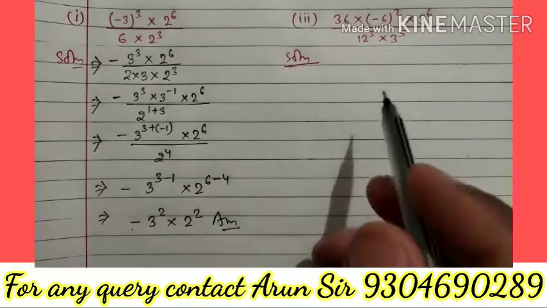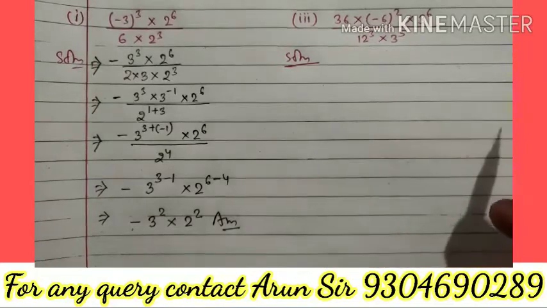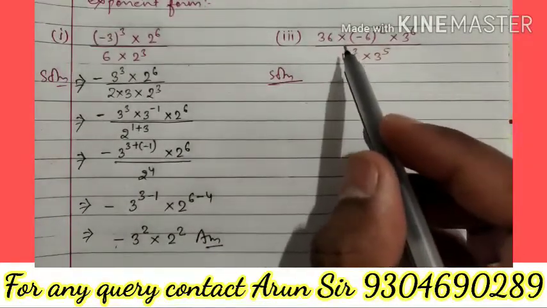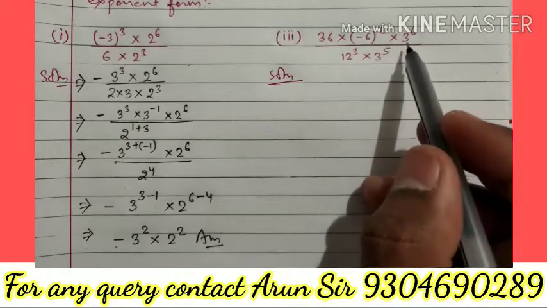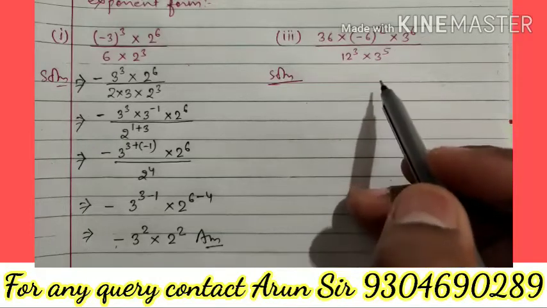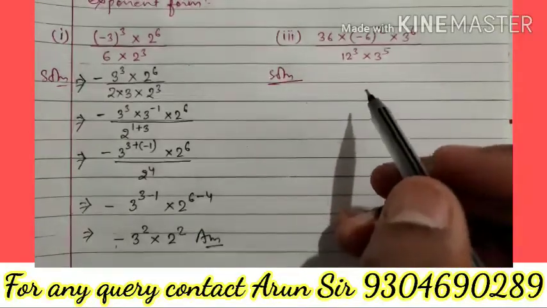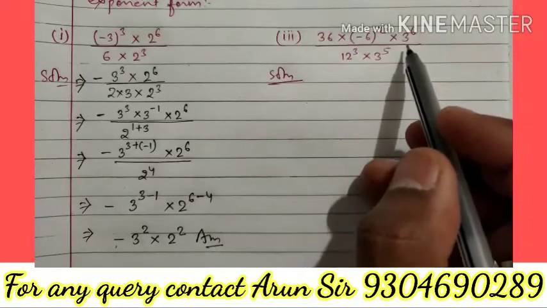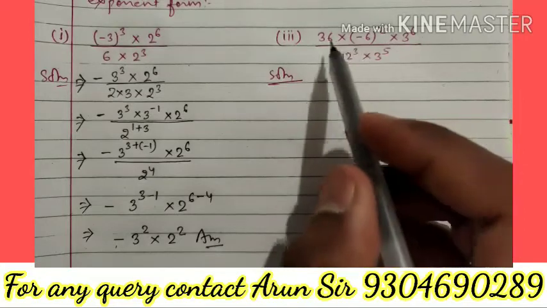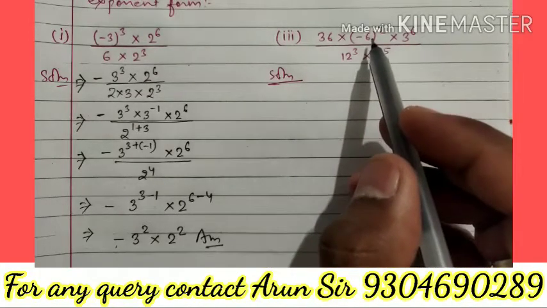Next we will see question number 3, and we have to solve it by the same process. Let us see here, 36 into minus 6 to the power 2 into 3 to the power 6 divided by 12 to the power 3 into 3 to the power 5. Now first we will search for the smaller number. Here we can see the smaller number is 3, and one more smaller number we can make, that is 2, because this is divisible by 2, and this is also divisible by 2.